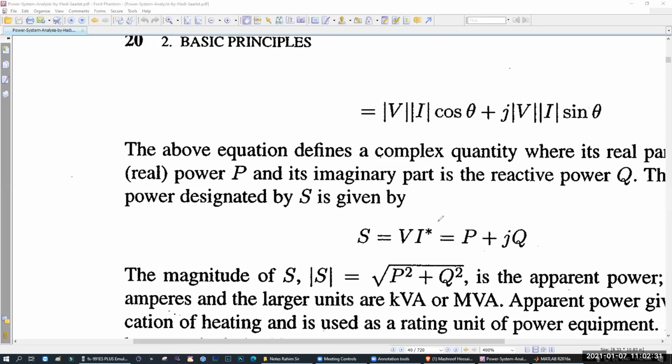Now, the magnitude of this one. If I give you a complex number, what is the magnitude? You already know it. The magnitude means R, which is root over A square plus B square. That means root over P square plus Q square. That is the magnitude.